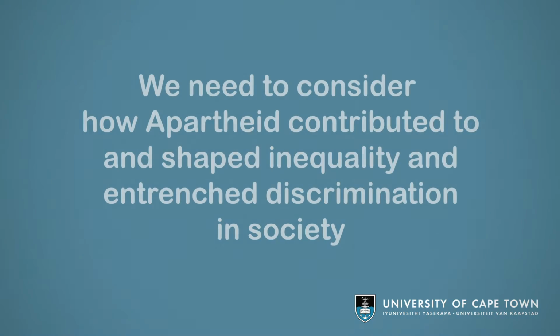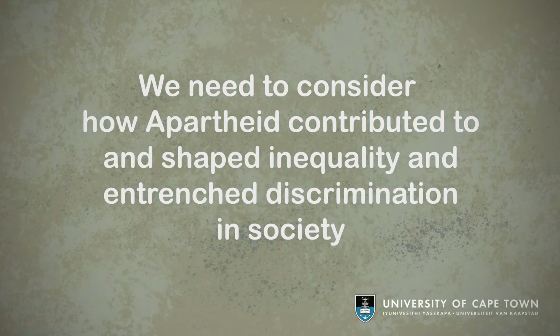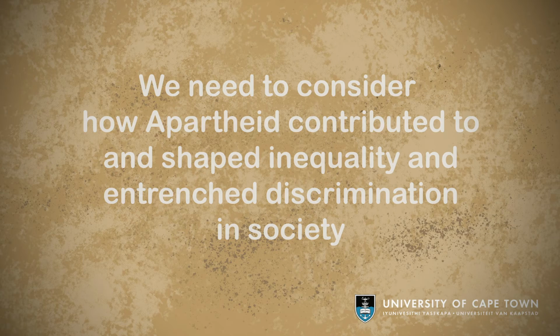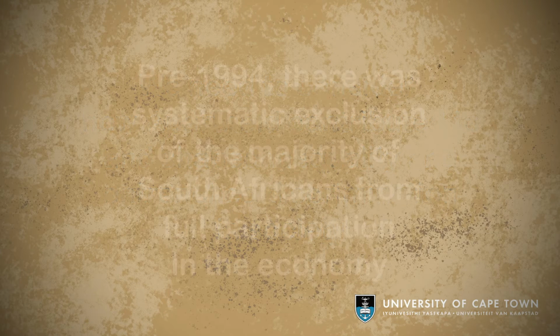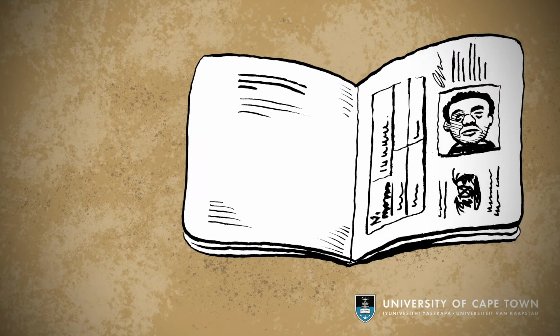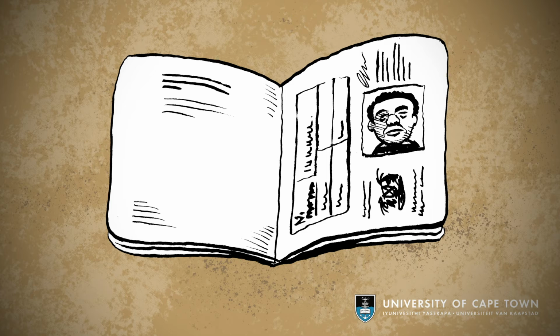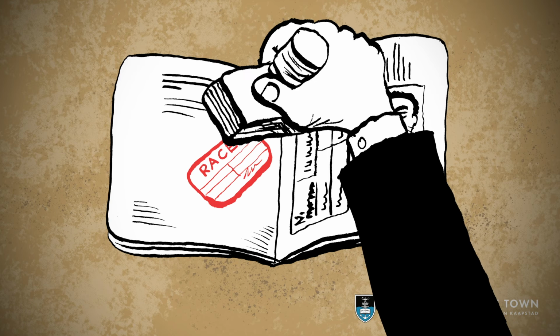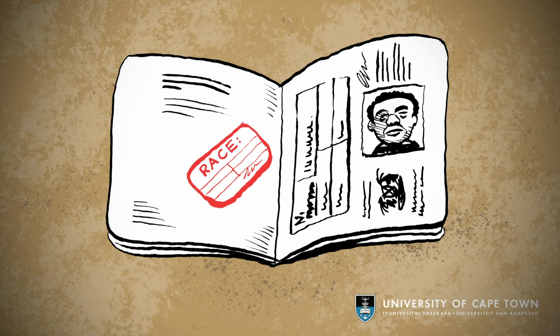In order to understand the context of EE in South Africa, we need to consider how apartheid contributed to and shaped inequality and entrenched discrimination in society. Pre-1994, there was systemic exclusion of the majority of South Africans from full participation in the economy. It was based on a system that used race to restrict and severely control access to the economy by Black persons, an accumulation process that restricted wealth creation, imposed underdevelopment of Black communities, and ensured that Black communities were, in the main, suppliers of cheap labor.